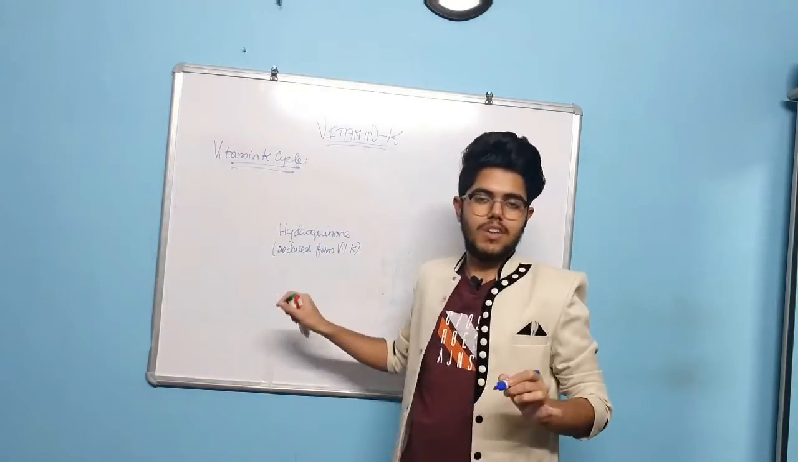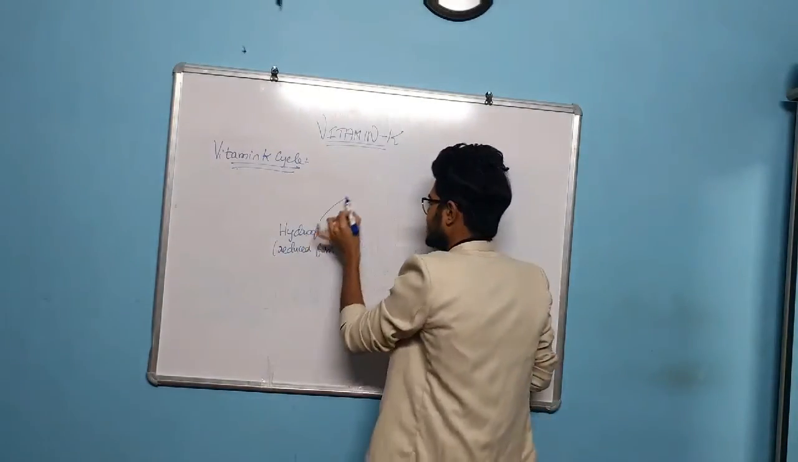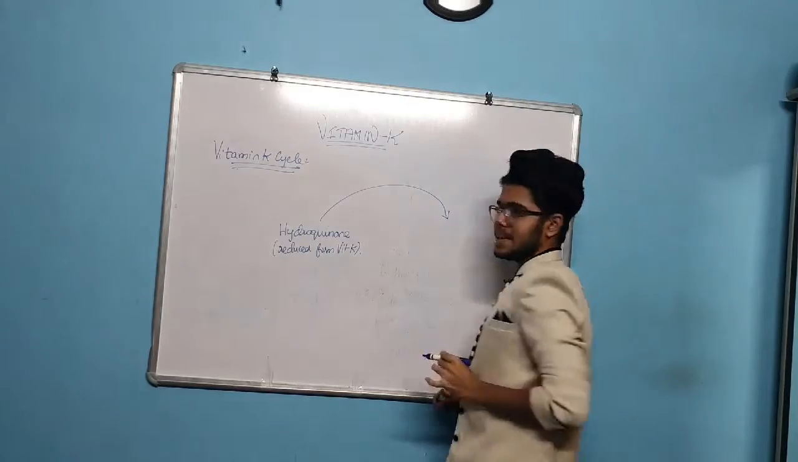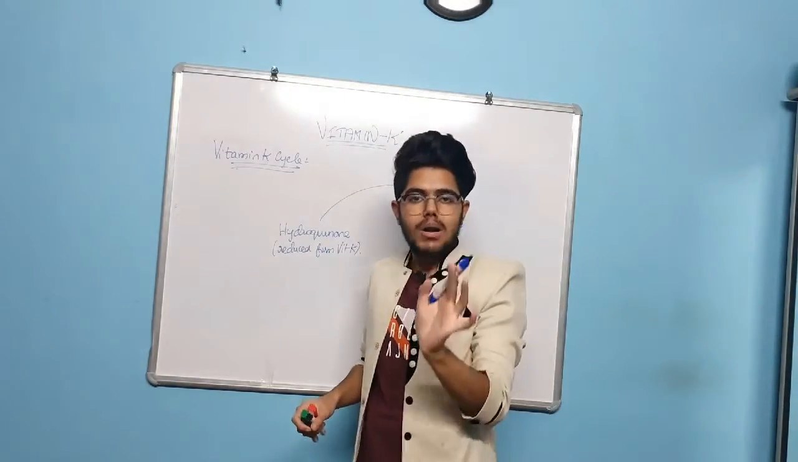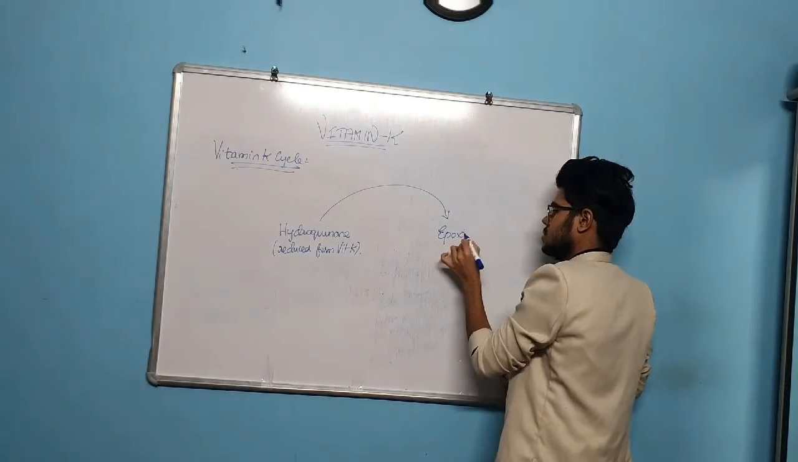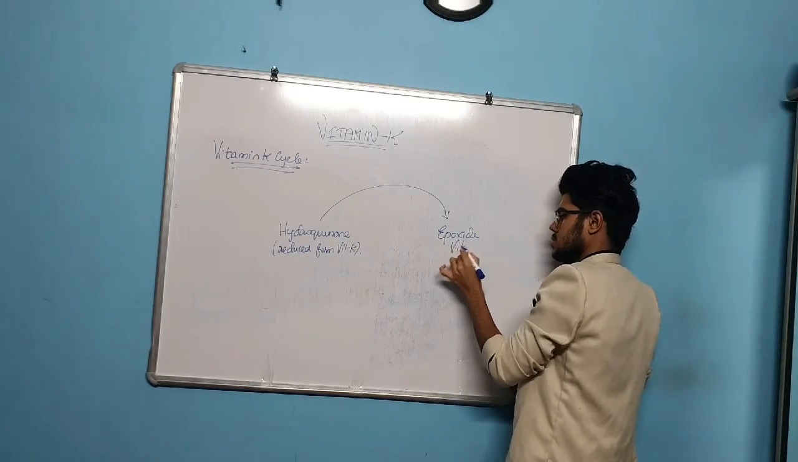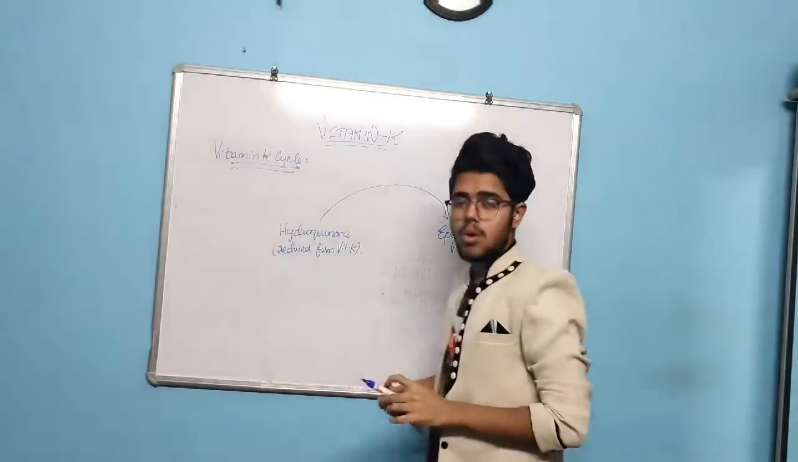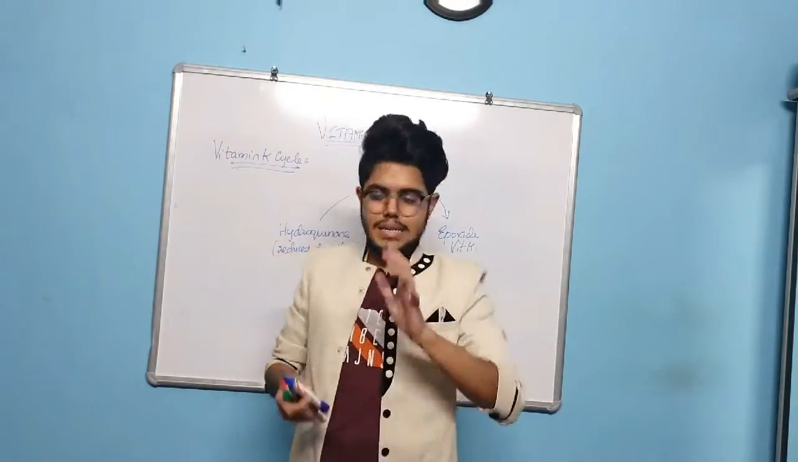Hydroquinone, which is the reduced form of vitamin K, is converted into epoxide vitamin K. Okay, so I made it as epoxide vitamin K. Now, what are the necessary things to be written here?